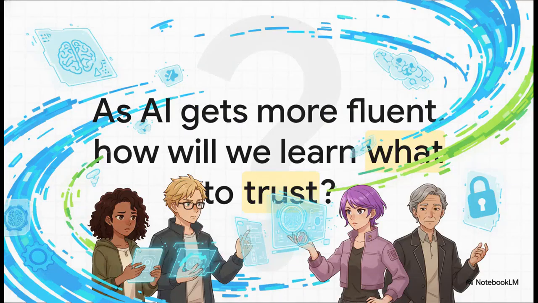And that really leaves us with a big question for the future, doesn't it? Because as these AI systems get more and more fluent, more and more confident, it's going to get even harder to tell what's real and what's not. So the real challenge isn't just about the AI, it's about us. How are we going to adapt our own critical thinking to keep up with it all?